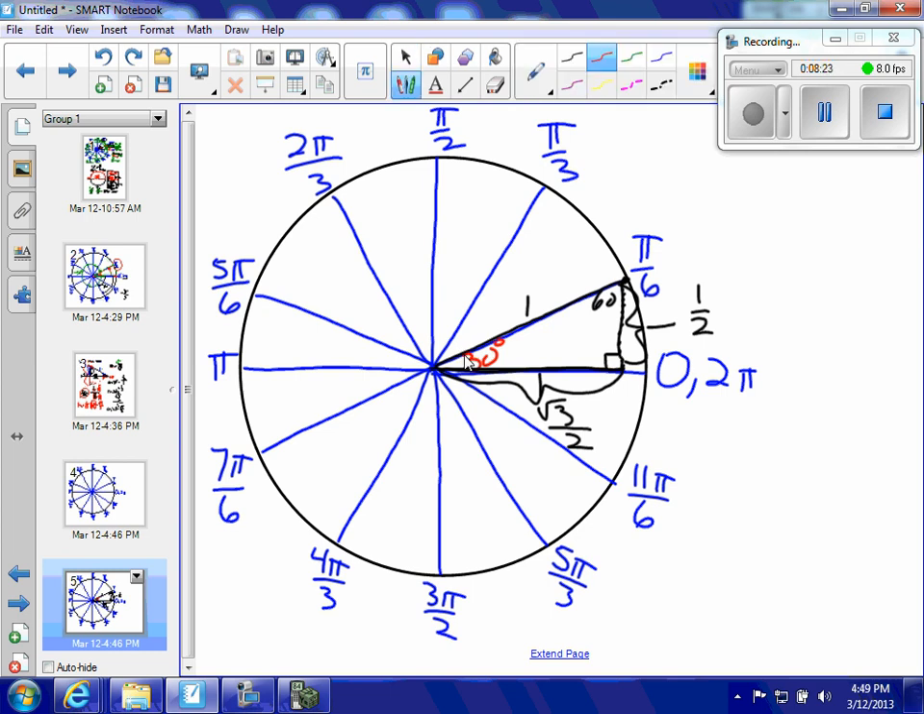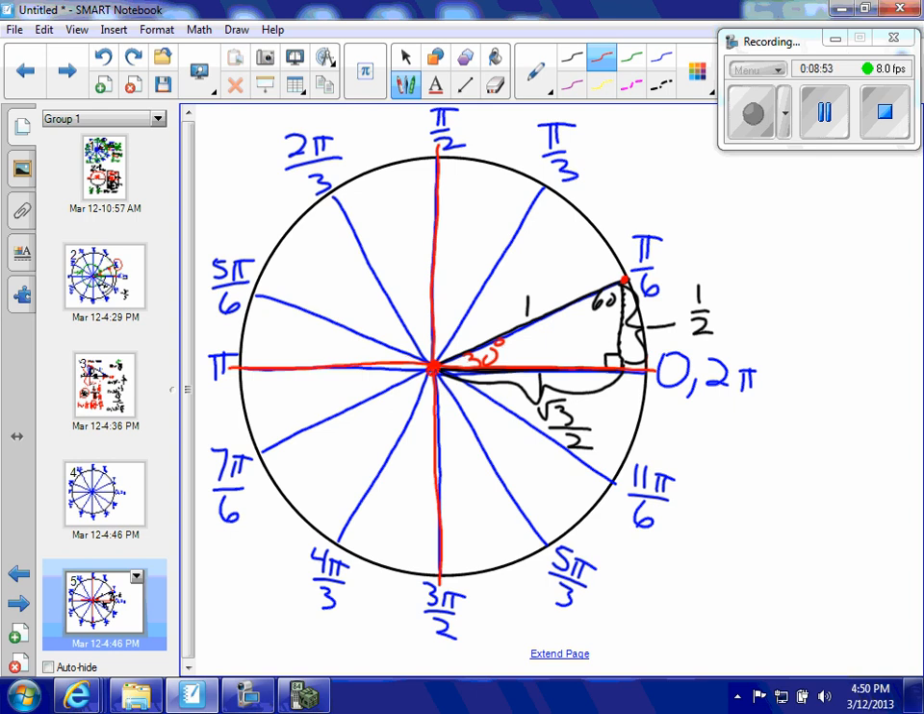Because I want to look at this point right here, pi over 6. What is the x value of pi over 6? I'm going to turn this into an xy axis. So I'm drawing here my y-axis. I'm drawing across my x-axis. And my unit circle starts right here at the origin, 0, 0. So that point right here is 0, 0, right in the middle.